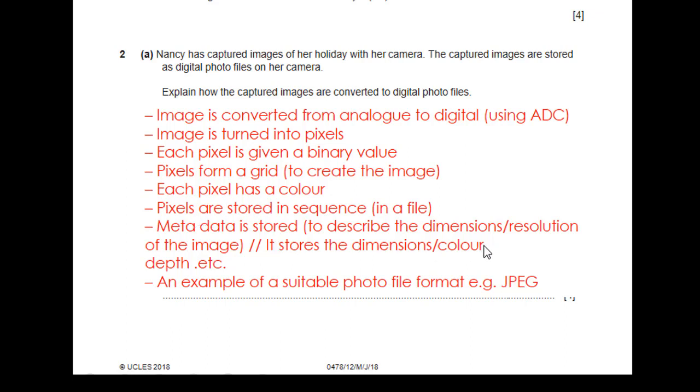and also the color depth. You could mention that if you were talking about metadata. And you could also mention a suitable file format. So there's more than 4 points here. I would say turning into pixels is very important to mention. Each pixel is given a binary value. I would say then very important information, and maybe mentioning an example file format.